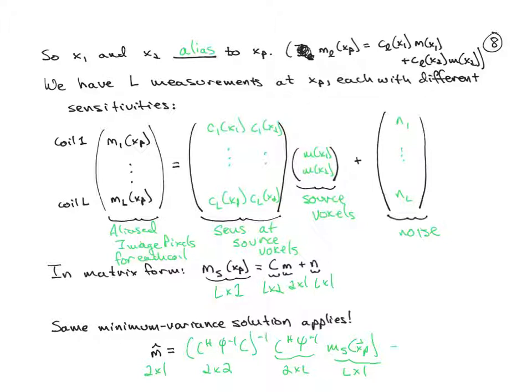And we can further derive the covariance matrix here, which has elements C Hermitian psi inverse C, inverse, jj. And we'll talk more about that later.